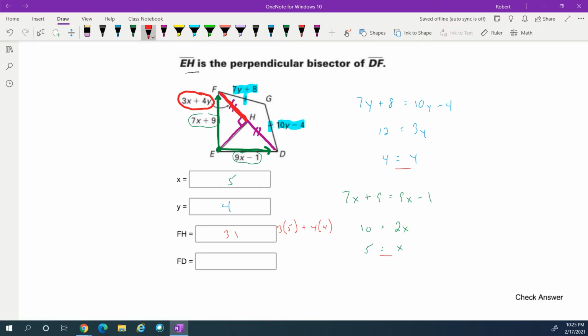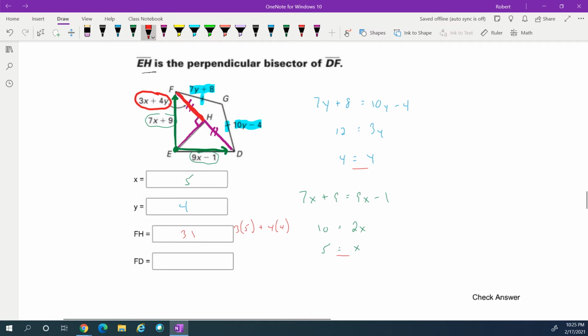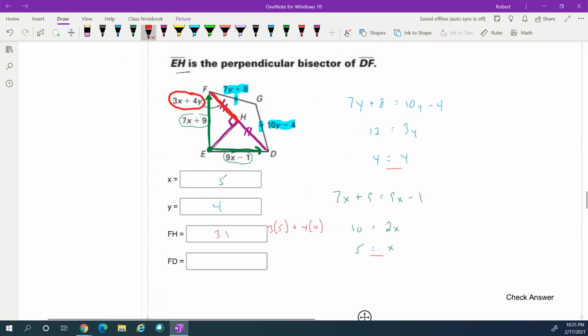And then finally for FD, FD is equal to FH plus HD. And both of these are 31. Because EH is a perpendicular bisector, FH and HD are congruent. And marking the picture so that we can see that is really important. And that's how we're going to get 62.